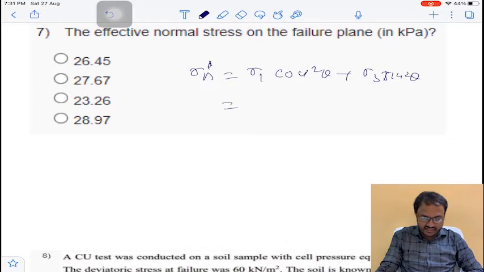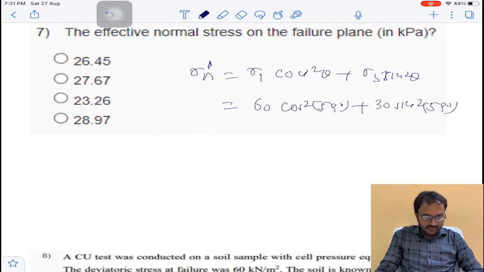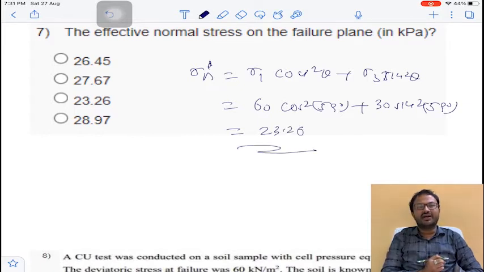Sigma 1 is 60 cos square 59 degrees plus sigma 3 is 30 sin square 59 degrees. It will be 23.26. It's the most important concept. Actually, we will not get these types of problems in soil mechanics or geotechnical. We will get this type of formula in strength of materials. So 23.26 is option C for question number 7.